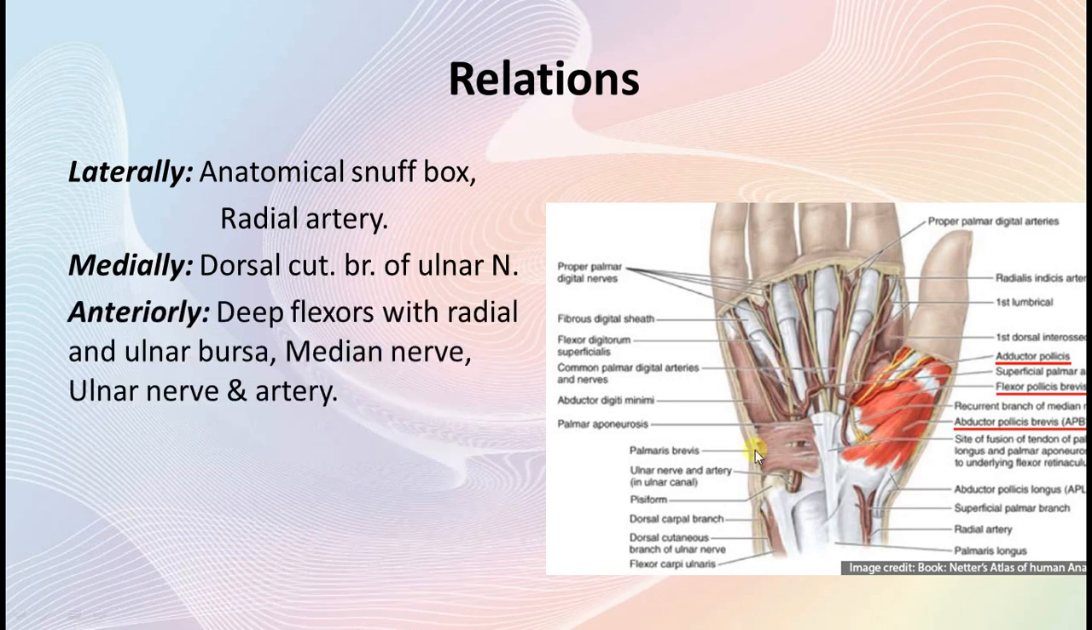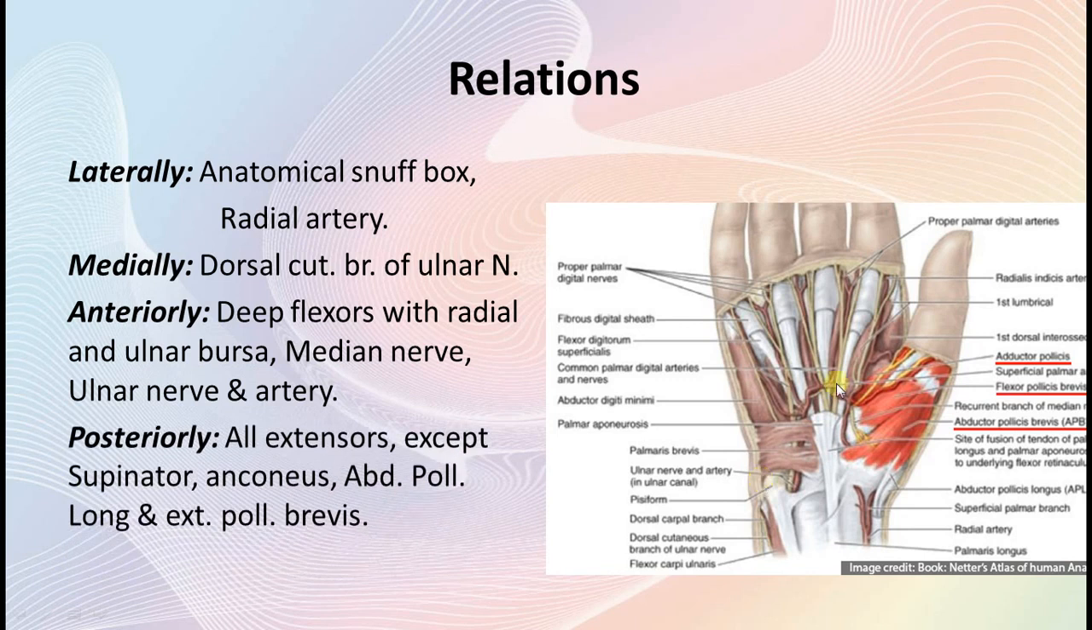Anteriorly, you see the flexor tendons of flexor pollicis longus laterally and flexor digitorum profundus medially, the deep flexors. Along with them is the median nerve. Then you have the ulnar artery and the ulnar nerve which is lying medially. So, they all form the anterior relations for the wrist joint.